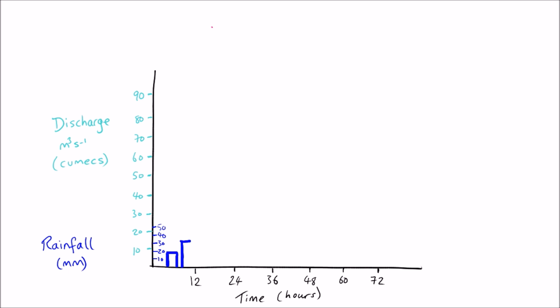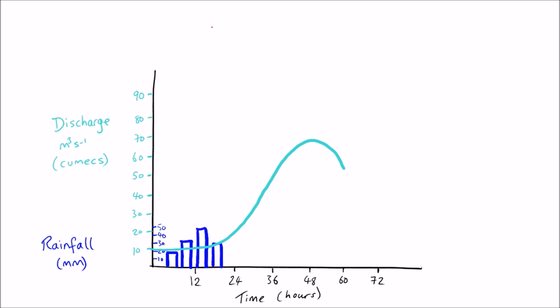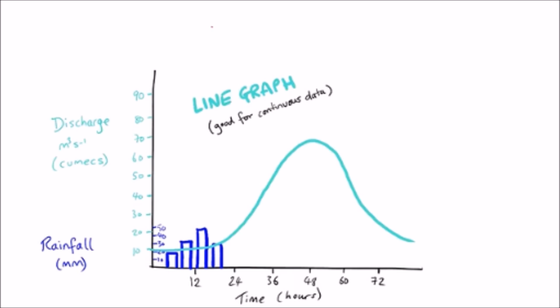Since rainfall is a set of discrete data, it's plotted as a bar graph, whereas discharge is always plotted as a line graph, since it represents continuous data. Make sure you look these up if you're not sure what they mean.